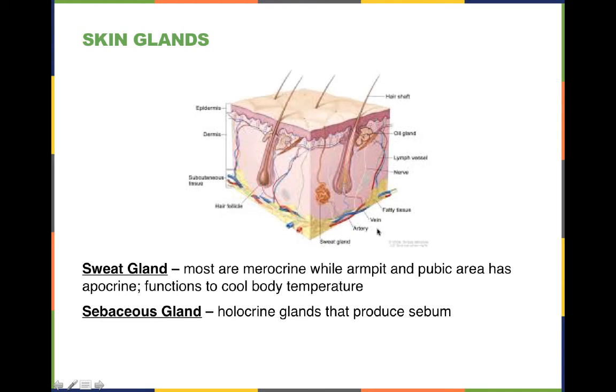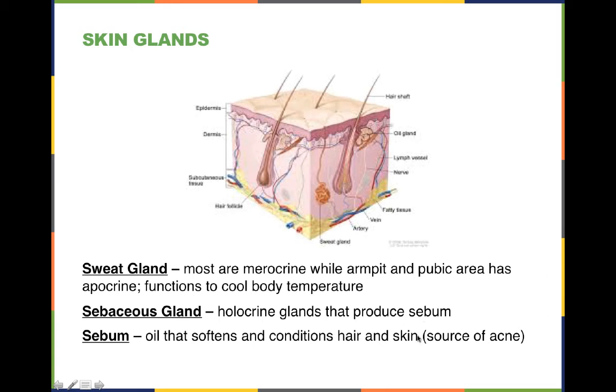The sebaceous gland is a holocrine gland, which means the entire cell is lost in the process of secretion. And as I said, it produces a material known as sebum. Sebum is a waterproof material that acts like a hand cream, for lack of a better term, and works to keep the skin moist and lubricated.